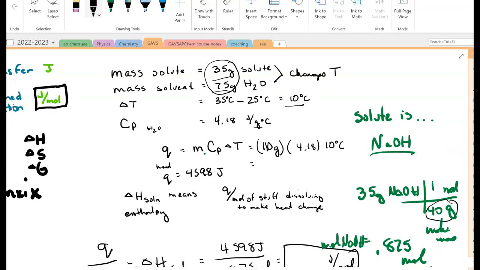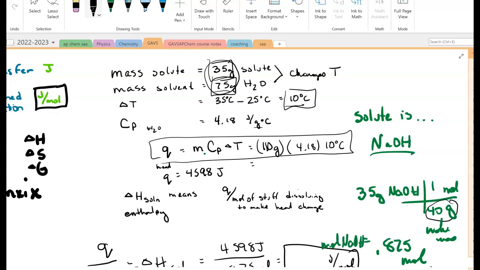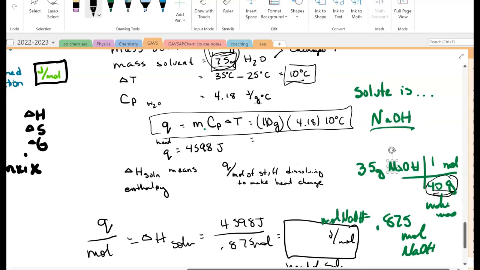You're going to take those three things from the simulation, and those are what you're going to use in this equation. Then you're going to do the stuff in green, and that actually is the molar mass of sodium hydroxide to get your heat of solution. And that's what the first assignment is.